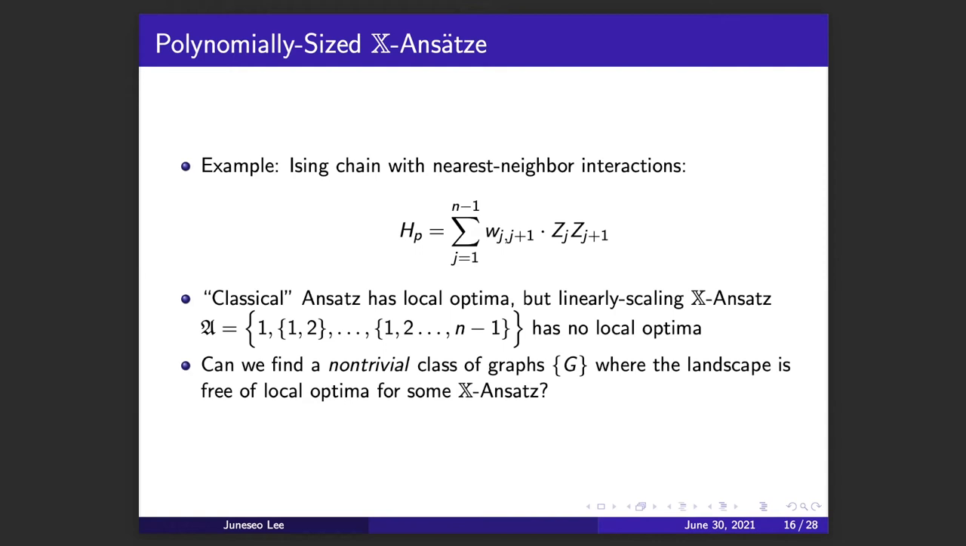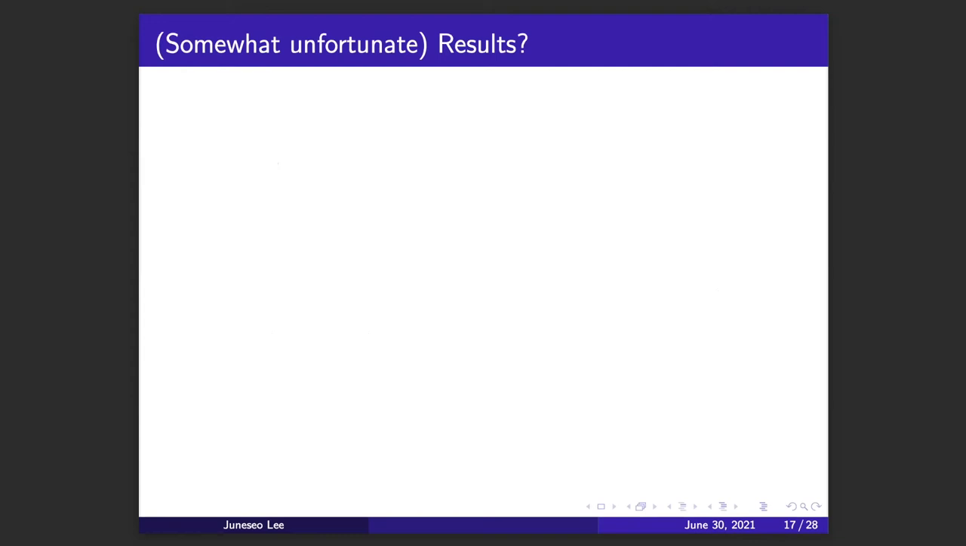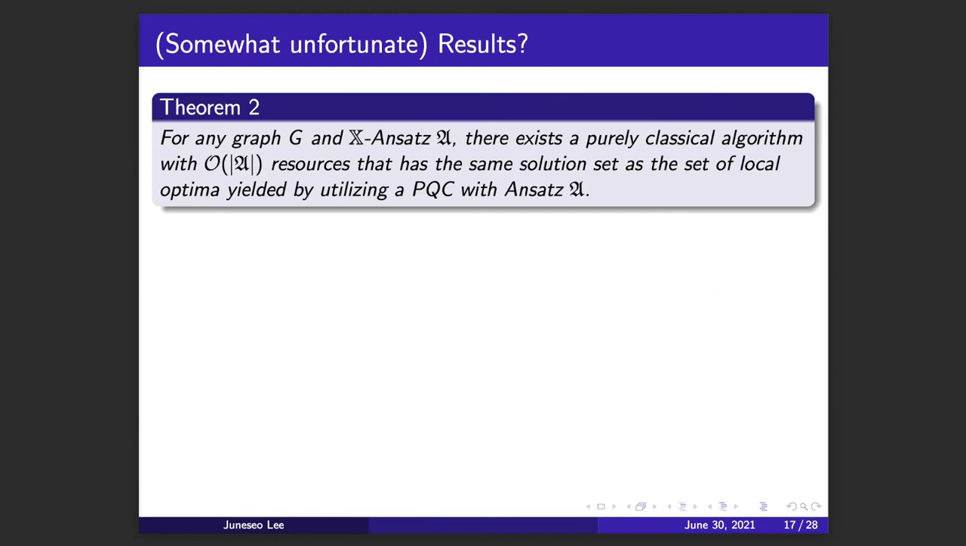Now, unfortunately, as I was testing different graph classes for a couple of weeks, I ended up realizing and then proving this next theorem, which is that for any graph G and any X ansatz A, there exists a purely classical algorithm that uses resources that scale with the size of A and which has the same solution set as the set of local optima you would have if you were to use the ansatz A in the BQA formulation of MaxCut. Now again, if it'd be interesting, I've also prepared an extra slide later to go through the explicit construction of this algorithm, which I personally found pretty interesting, but I guess isn't really relevant to the underlying story.